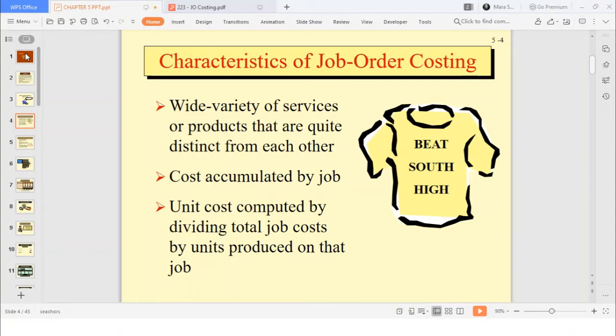So when we talk about job order costing, usually they are used by manufacturing firms that are doing specialized work, or they do things usually according to customers' specifications. That is why you can see therein that the products are distinct from each other, because again, they are usually customized, or whatever the customer demands or wants the product to be, so that is how the manufacturing firm will make it.